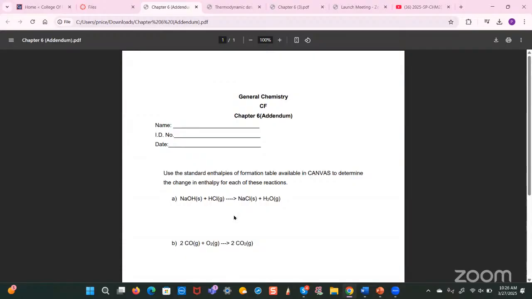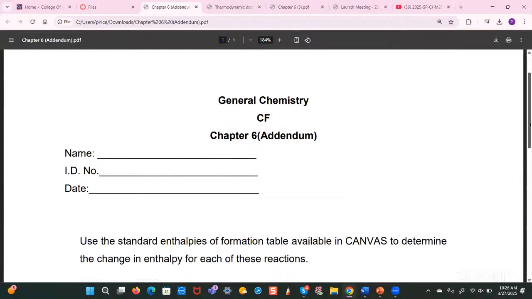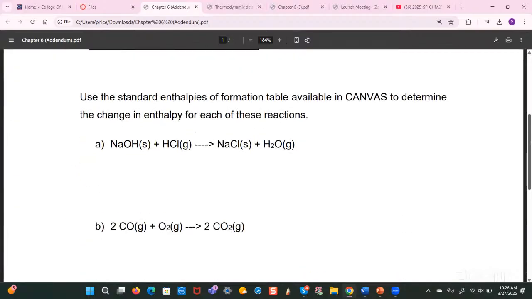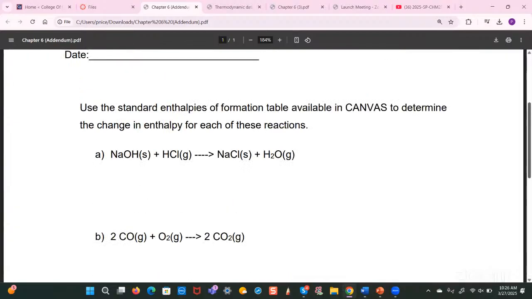Okay. So basically, these questions are of the same type. You're asked to determine the delta H of these reactions. So again, you have to search for those values in the table. Some of the product values, some of the reactant values, and products minus reactants, and that's it. So that's basically what is involved in each of these. Make sure you use the values from the tables in order to do these questions.